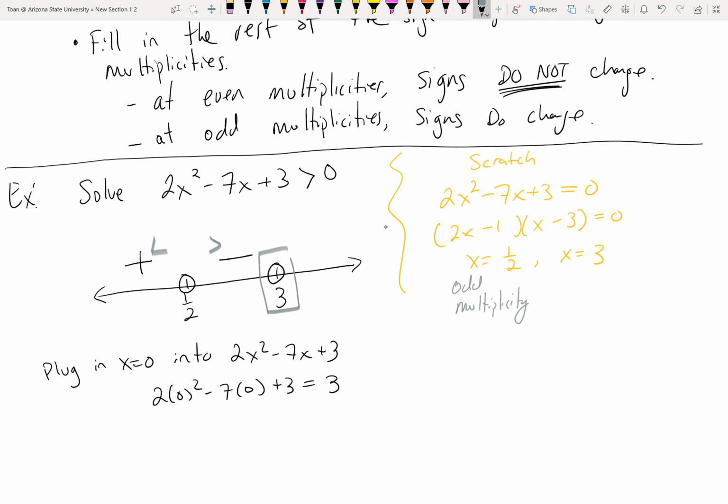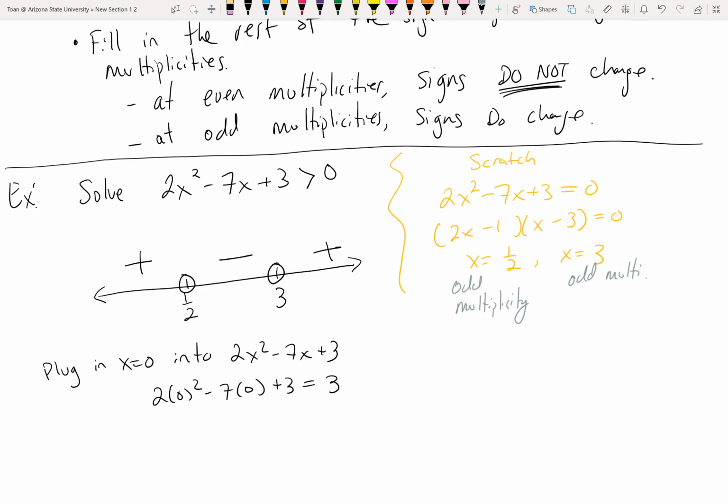So the next intercept is a 3. So I look at my scratch work. Where did I get the answer of 3? I got it from this one. Where did it come from? It came from this parentheses here. So what is its multiplicity? What is the exponent on top of the parentheses? Again, it is 1, which means it has an odd multiplicity. Odd multiplicity, which means that the signs will change. So notice to the left, the sign is negative. Because the signs need to change, I know for a fact that this area is positive. That is how we use multiplicities to make a sign diagram.